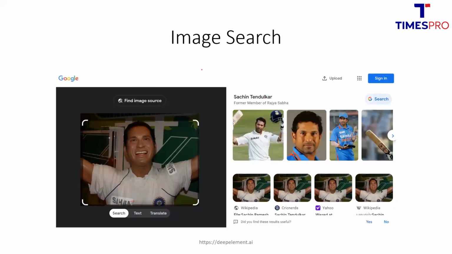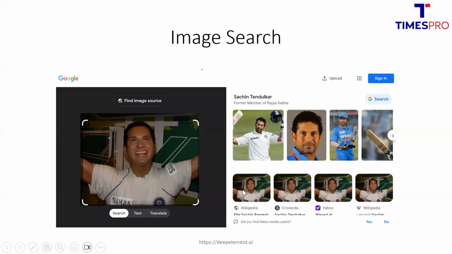Similarly, image search. This screenshot is taken from Google's advanced image search. Here, the query is not text. Rather, the query is this image on the left-hand side, which is the wax statue of Sachin Tendulkar. So the task for the image search is to find all the images which are similar to this. Here in the second row, it has found all the links where it has found this image.